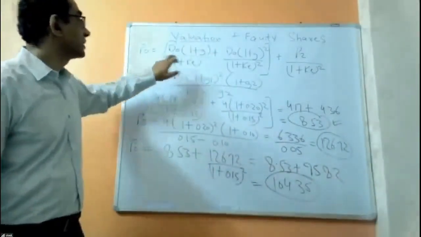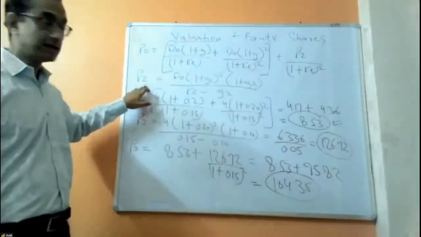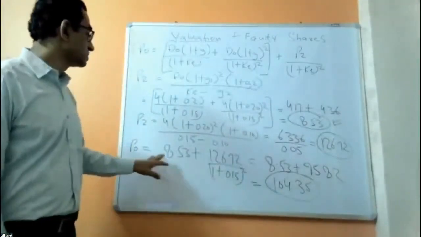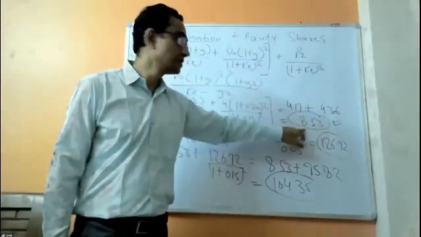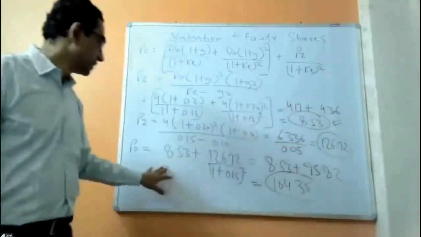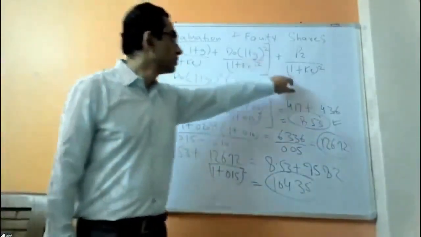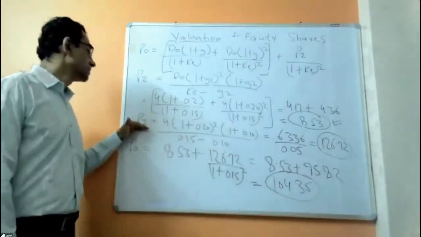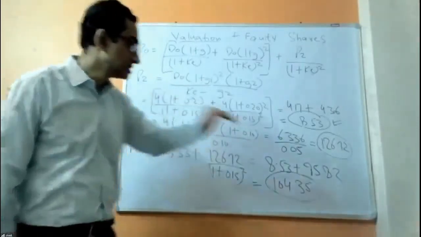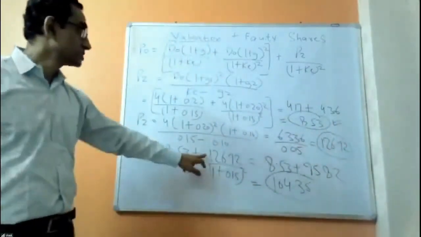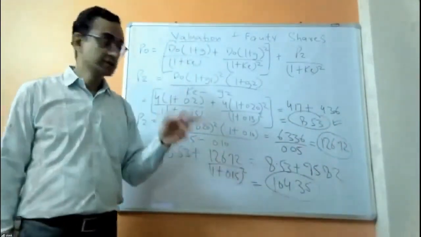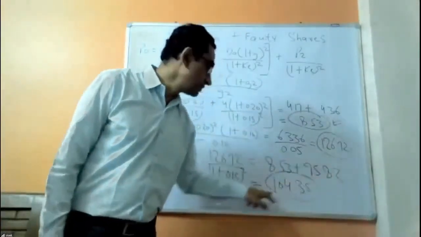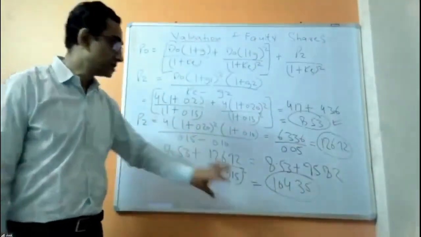Then we got this bracketed portion and this P2, and we put the figures into the final formula. So P0 is equal to 8.53, this bracketed portion, that is the present value at the 20% growth rate. And then we added P2 upon (1 plus K) squared. That is P2, the price at the beginning of the third year, which is 126.72, divided by 1 plus K, that is 1 plus the 15% discount rate, squared. So 8.53 plus 95.882, the final figure which is coming is 104.35, which is the present value.